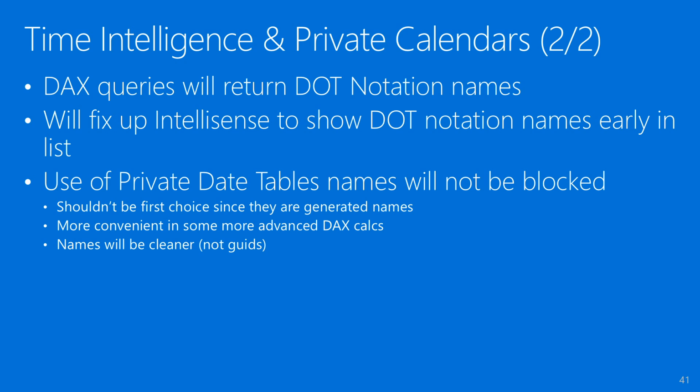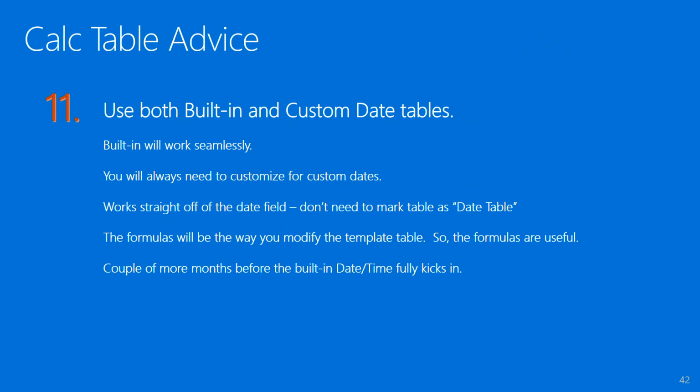And the DAX queries will return dot notation names, etc. IntelliSense is all going to work with it. And I previously said, if you've heard me before, don't use the private date table names. You can use them. There are cases where it's important. All right, final piece of advice.